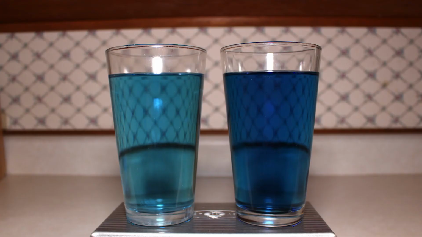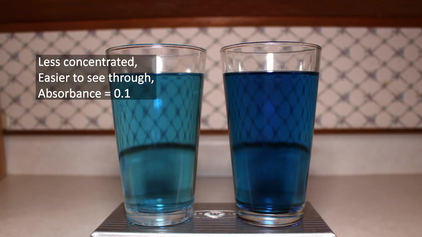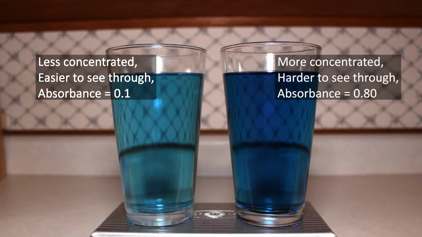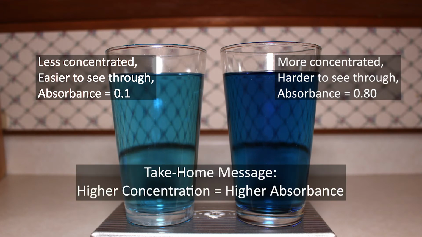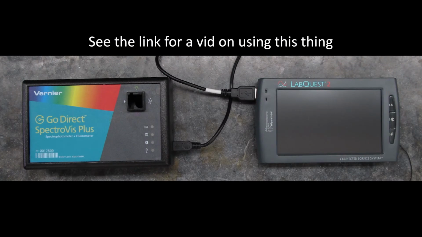To show you what I mean, let's compare these two solutions. The one on the left is less concentrated, appears lighter and easier to see through, and has an absorbance of 0.1. By comparison, the one on the right is more concentrated, darker and harder to see through, and has an absorbance of 0.8. The take-home message is higher concentrations result in higher absorbances. For a separate video on using the spec you'll take your absorbance measurements with, see the link in the description.